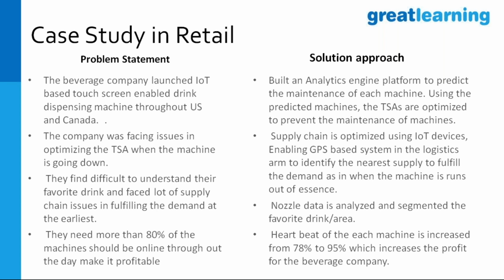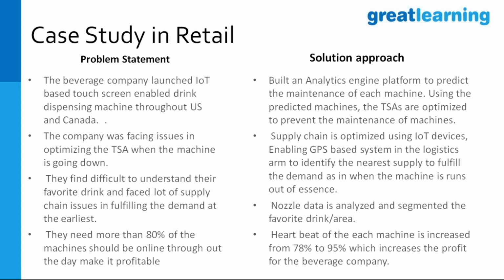The company is facing a huge issue in optimizing the technical service agents, where the machine is going down on a frequent basis. They have launched about 4,000 or 5,000 machines in the US and Canada. Those machines have to be up and running more than 85 to 90% of the time, right? That will be their break-even as well as give some profit. If they go below 80 to 85%, then it is a loss for them to maintain these touch panel screens. So that is the problem statement.